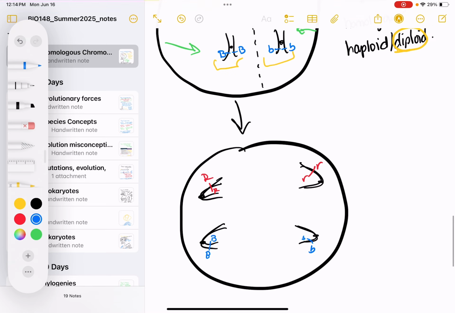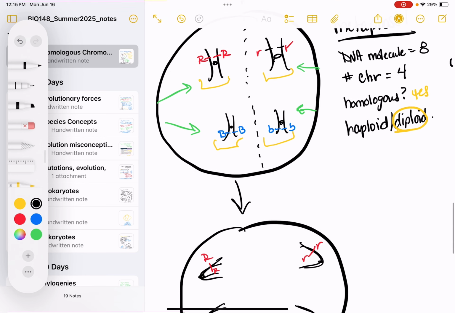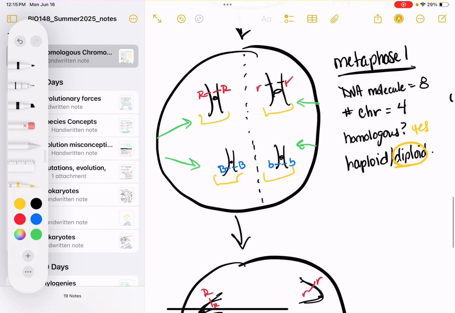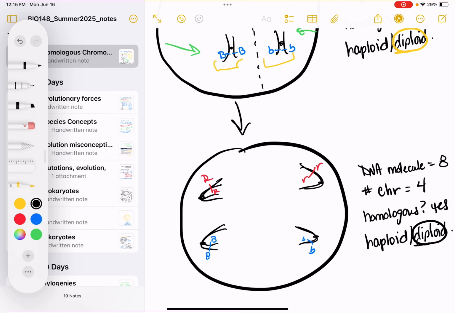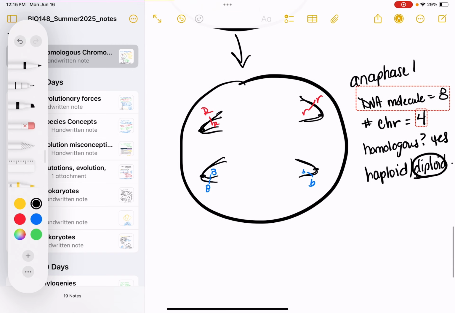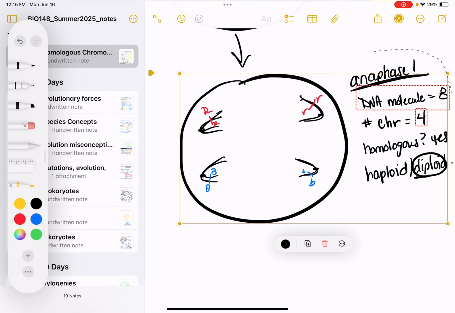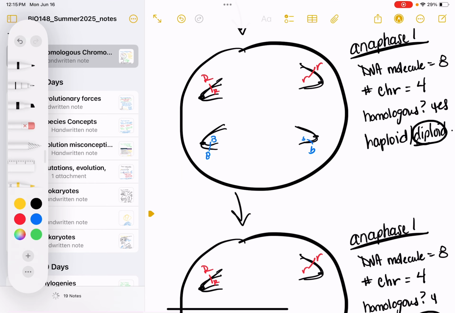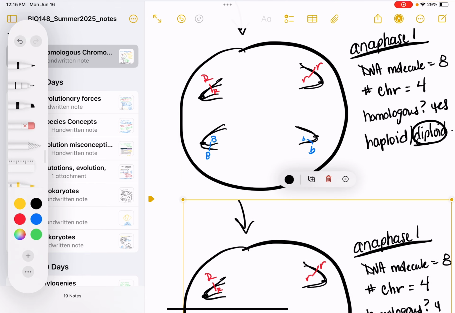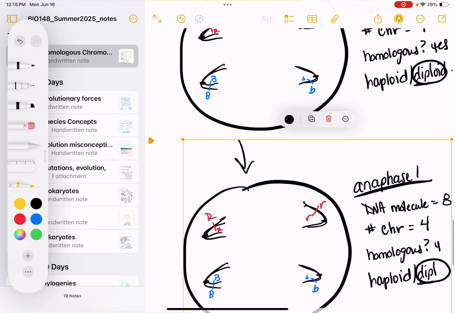Here they're being pulled away in anaphase, but nothing else has changed, right? They're just being pulled away from each other, but all of this is still there. So if I'm in anaphase 1, I've still got all of these things. In anaphase 2, some different things are going to be pulling apart, but for anaphase 1, the thing that is being pulled apart is the homologous chromosomes, okay?